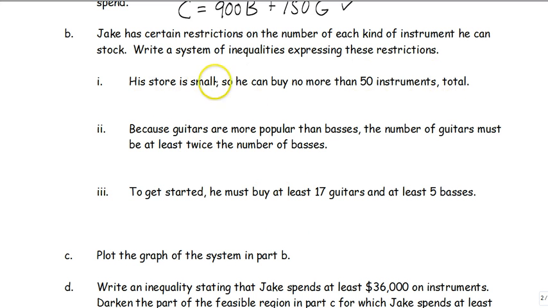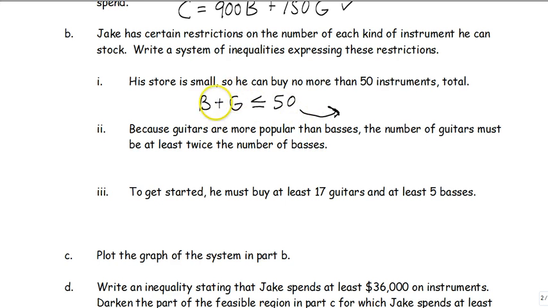His store is small, so he can buy no more than 50 instruments total. So our first equation should be that, and this is kind of like the mixture problem, our total amount, B plus G, except it's an inequality: no more than, so less than or equal to 50 items. Now I'm going to turn this into slope-intercept form, because we're going to have to graph these lines.